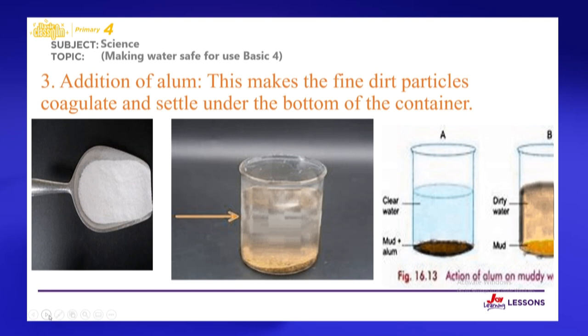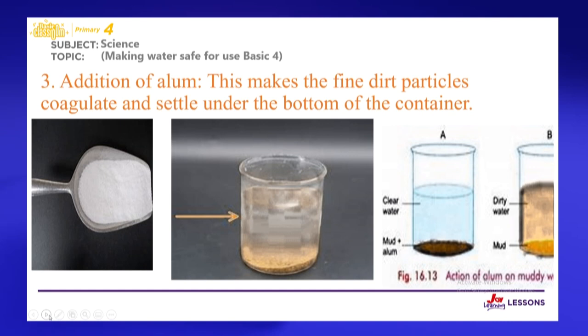But when you pour alum into the water, the fine particles will come together. We call it in science, we say coagulate, or coagulation. So they will come together and form large particles. When they become very large, they can now settle because they are now heavy. They settle to the bottom of the container, as you can see on your screen.